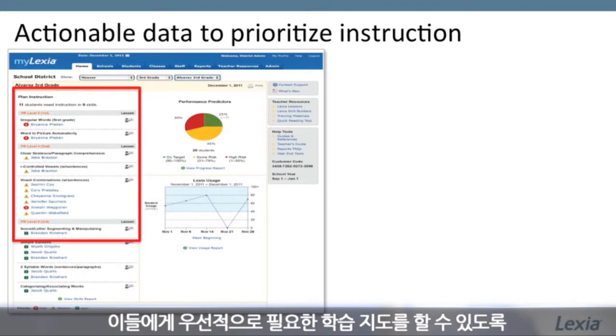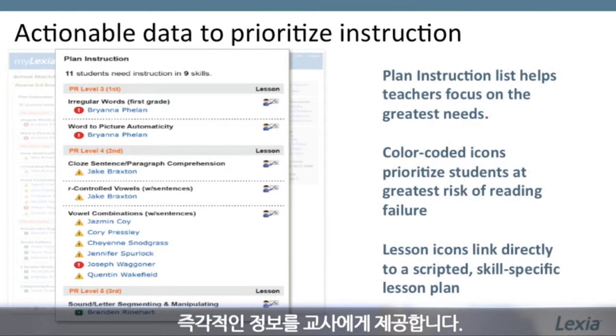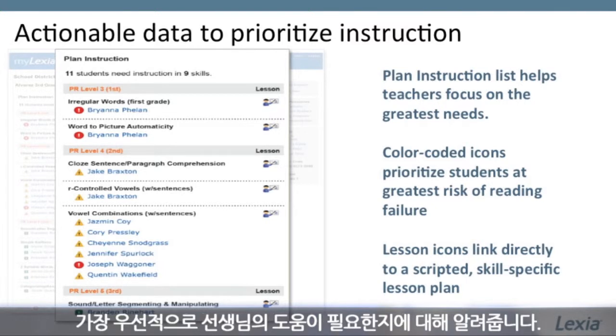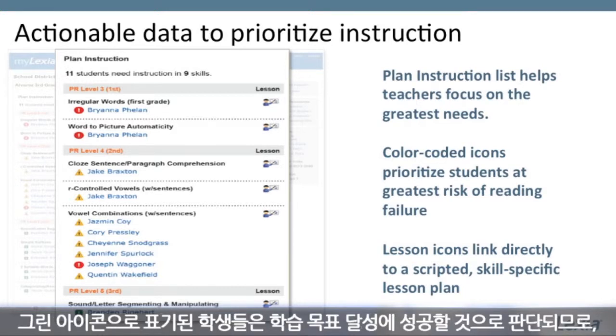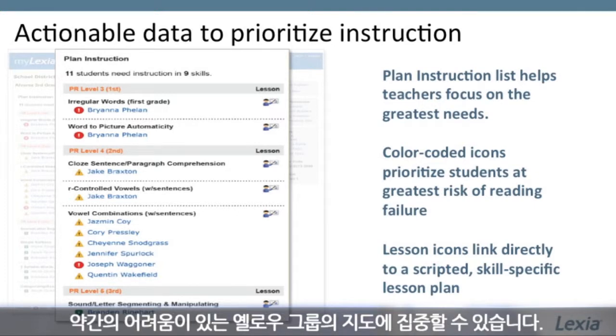Under the Plan Instruction heading, Lexia Reading has identified the 11 students who are struggling and need instruction, grouped by skill. Color-coded icons help prioritize which students or groups of students should receive the teacher's attention first. Students with a green icon are considered on target to meet their year-end benchmarks. Therefore, the teacher should prioritize instructional time to focus on the high-risk or some-risk students, identified by red and yellow icons.